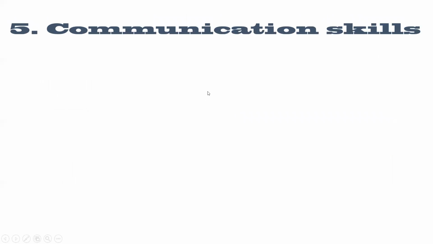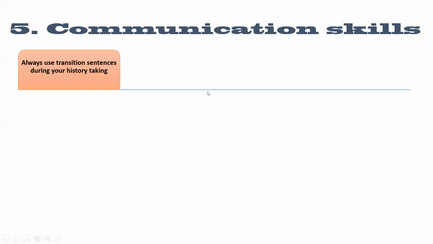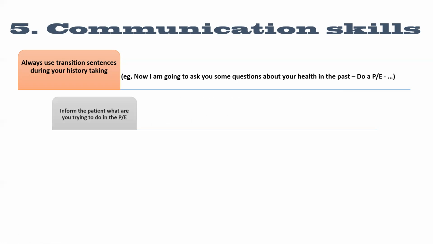Then my fifth tip is about communication skills. You should always use transition sentences during taking history. For example, you can say, now I'm going to ask you some questions about your health in the past. Or you can say to him, now I'm going to do a physical examination. So you use transitions between the things you are going to do.